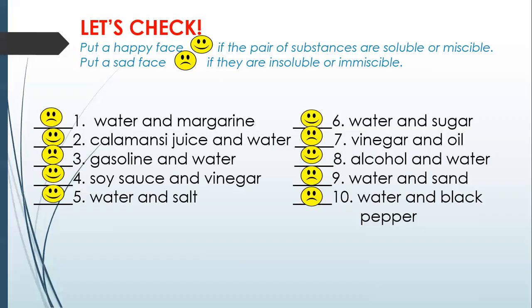Count the number of check marks. 1, 2, 3, 4, 5, 6, 7, 8, 9, 10. Did you get perfect? Wow, excellent job. That's great. You're doing really, really well. But if you did not get perfect, that's okay. You can investigate why teacher Jean said that it's a sad face. Let's see if they really do not mix together. You can do some experiments and investigations at home. That's what science thinkers are. They investigate, they think. Are you ready to move on?